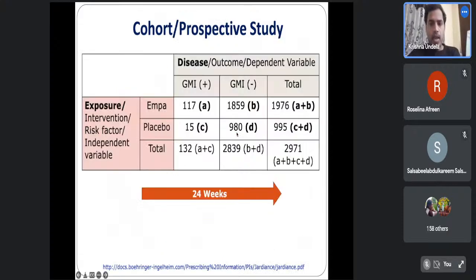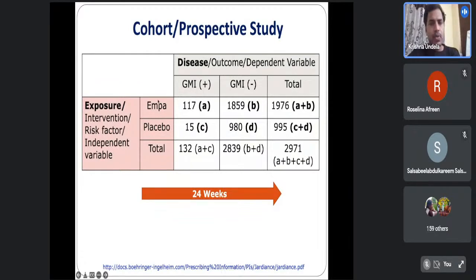I'll just give you 2 minutes. You just note down this table so that we can do some calculations here. It will be interesting for you. Before you start noting it down, I'll explain what is in this slide. On the left-hand side, we are going to have the information on the exposure. We can also call it intervention or risk factor, or an independent variable.